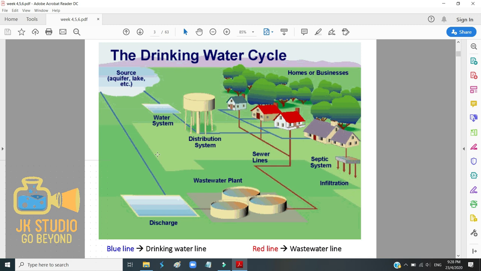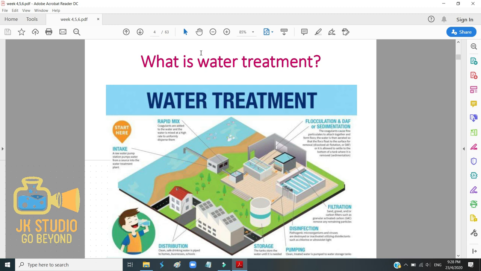Some of the wastewater will seep through to the ground, which is the process of infiltration. And then, what is water treatment? Water treatment starts from here.